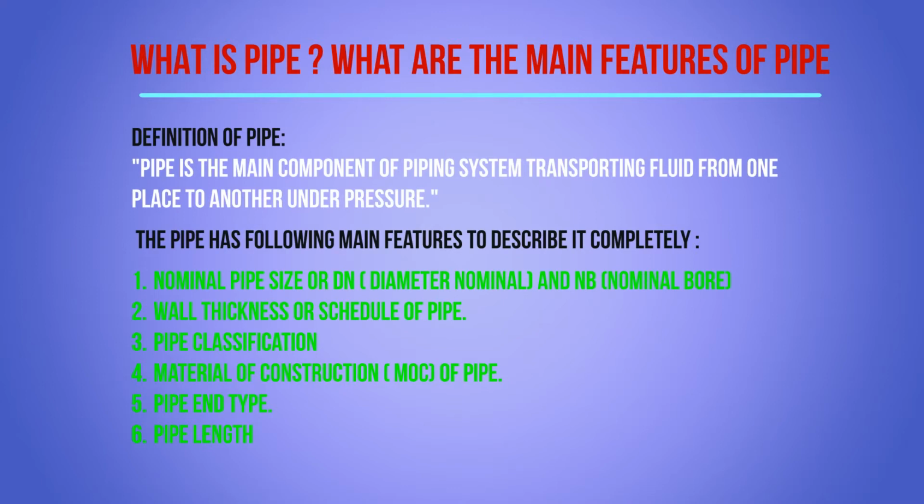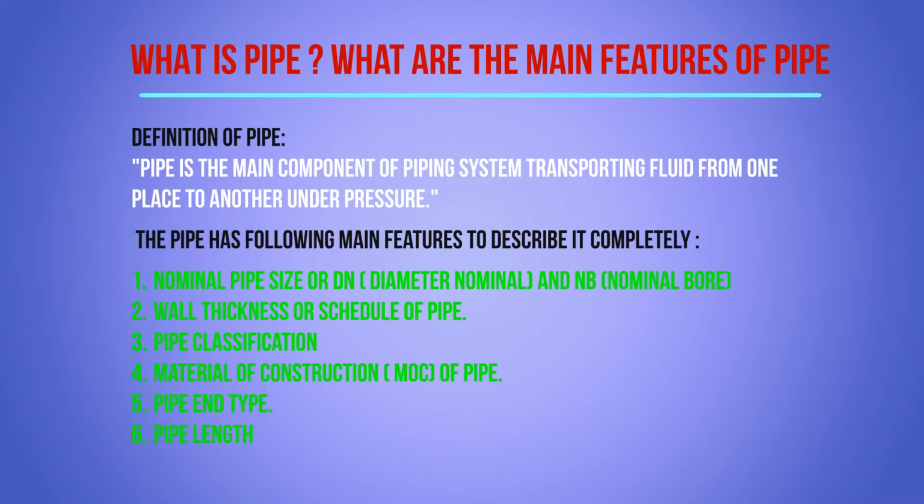The basic definition of pipe is the main component of a piping system that is used to transport fluid from one place to another place under pressure, either internal or external or both at the same time. For example, in subsea pipelines, we have the internal pressure and external pressure at the same time. The fluid that we are transporting from one place to another could be a liquid, or a gas, or a mixture of liquid and gas. Like in oil and gas, normally we are facing oil, water and gas at the same time. Pipe must be carefully chosen for long-term and safe operation of the plant.